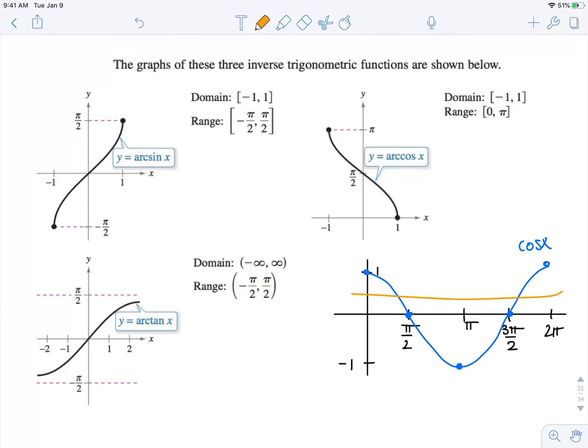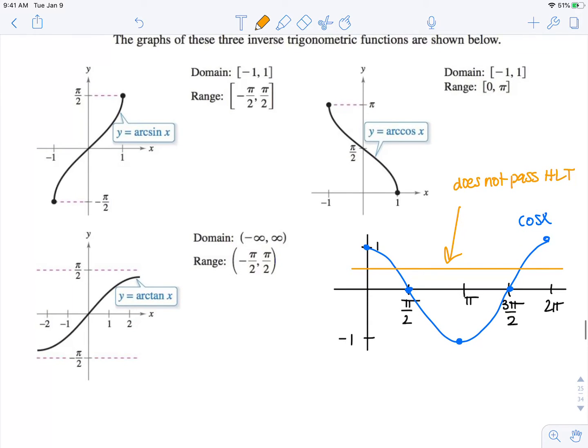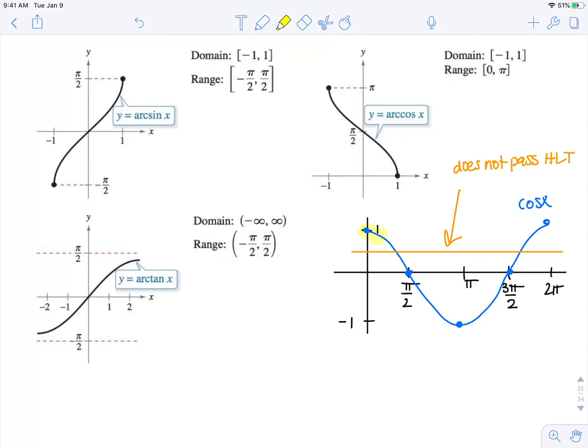However, if we draw a horizontal line, this does not pass the horizontal line test. So therefore, it doesn't have an inverse on this period. So we look at what piece of that period does pass the horizontal line test. And we can see from here to here, 0 to π, it passes the HLT when our x values are between 0 and π.